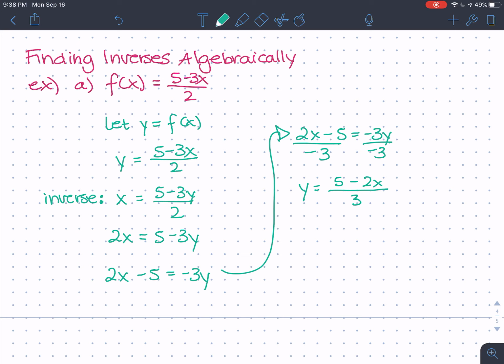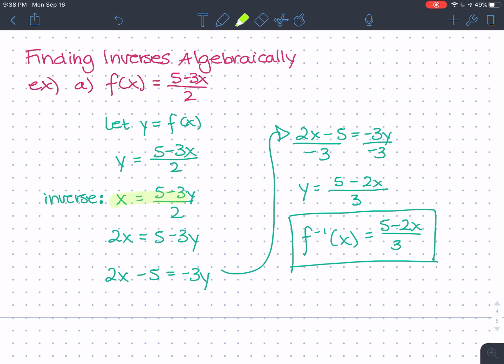So now I've solved for y. That means the inverse of f of x is 5 minus 2x over 3. And that's literally it. To find inverses algebraically, you switch x and y, but then you've got to solve for y. There you go. All right, so that was part A.